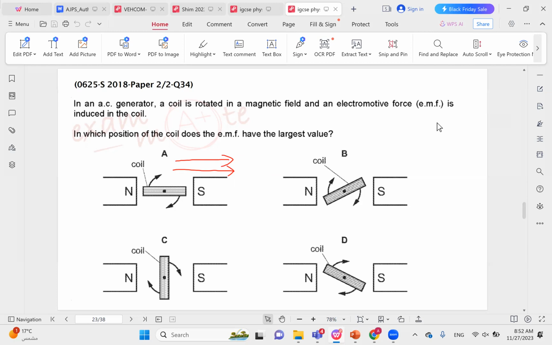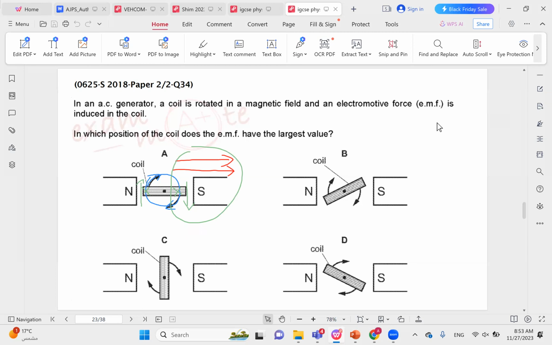Remember, this coil is moving in a circle like this, as they pointed out with the arrows. And the direction of motion of anything moving in a circle at a certain point is the tangent to this point. So here, at these points, the direction of motion are tangents to the circle like this. So in A, the direction of motion is very much perpendicular to the direction of the magnetic field. The field is horizontal and the motion is vertical.